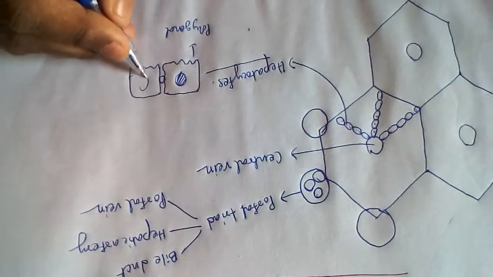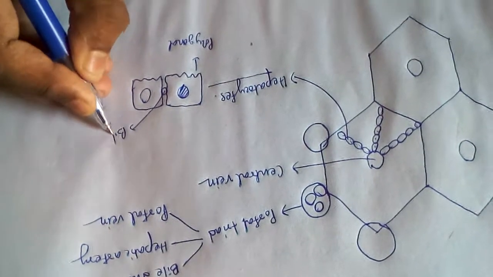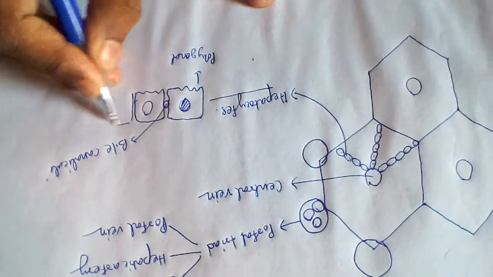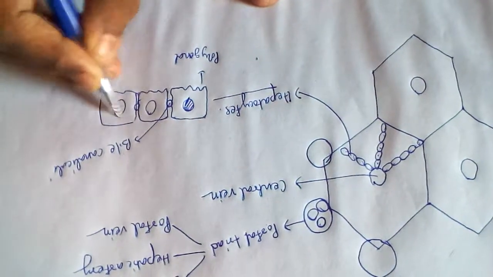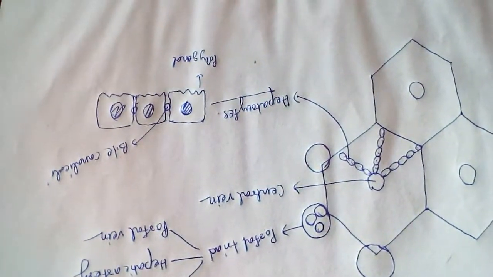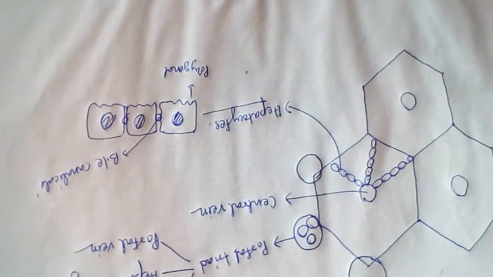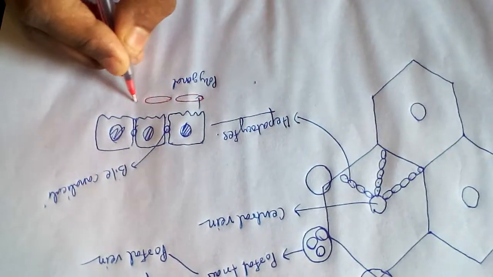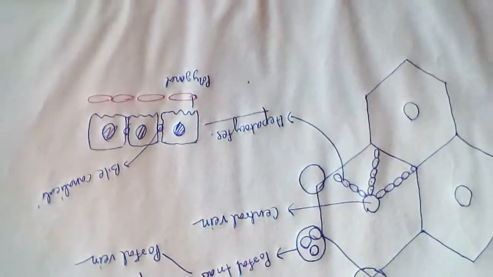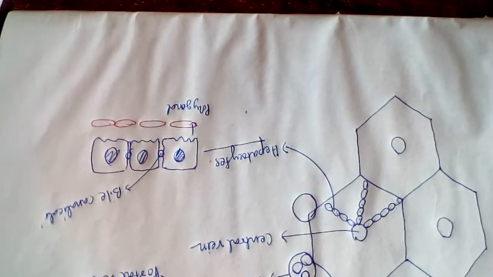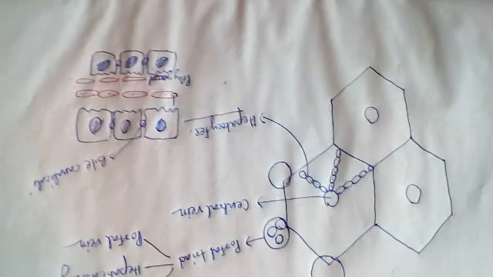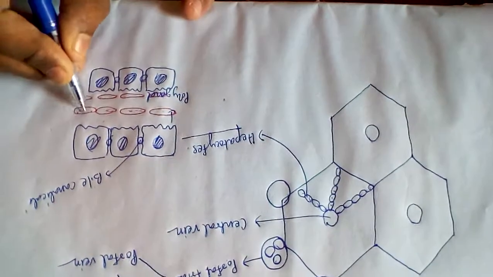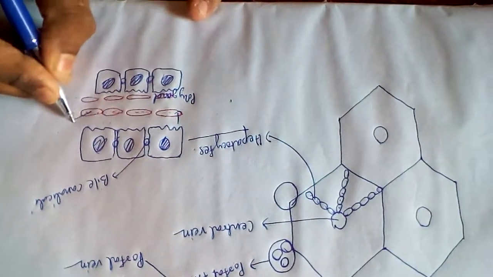Now between these hepatocytes there is a bile canaliculus. This is a bile canaliculus. So more of the hepatocytes here, and similarly the bile canaliculi. Now as you can see, between two rows of hepatocytes there is a sinusoidal space. This sinusoidal space is lined by endothelial cells.